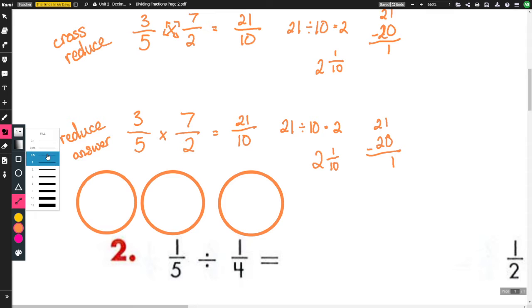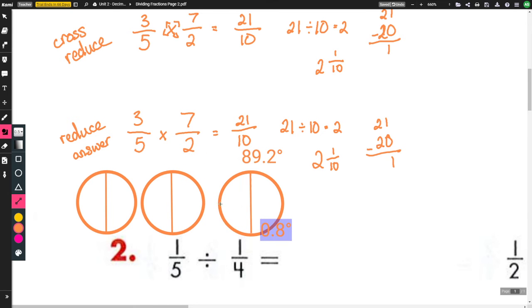We're going to split these circles into tenths. It goes like this. See if I can just copy and paste those, because that's going to be hard to do multiple.